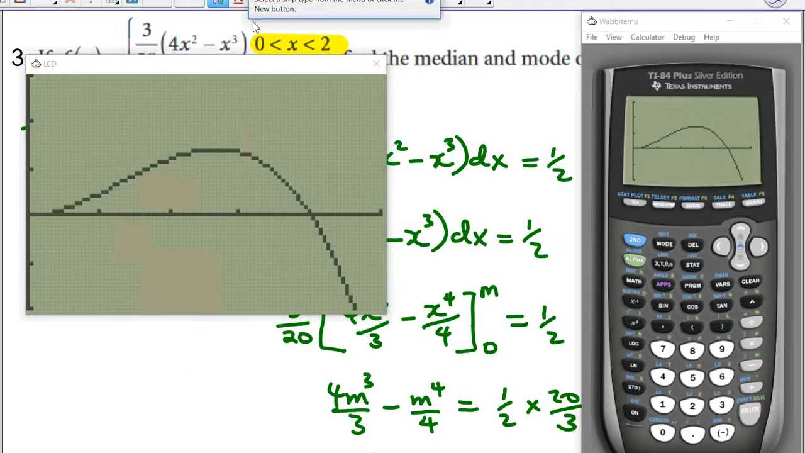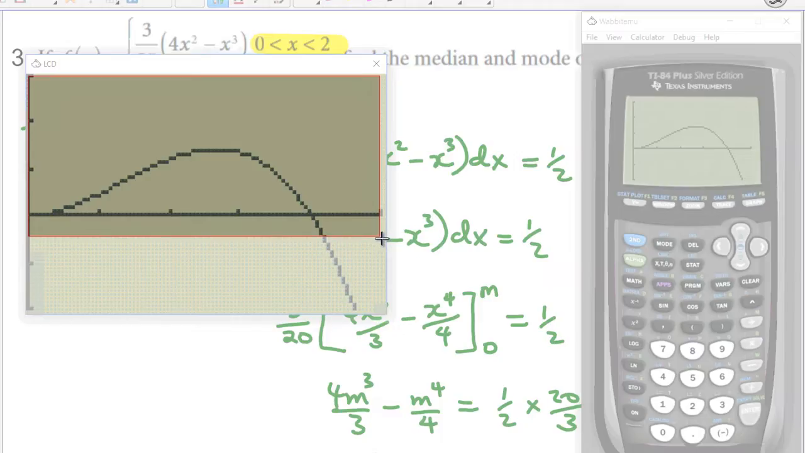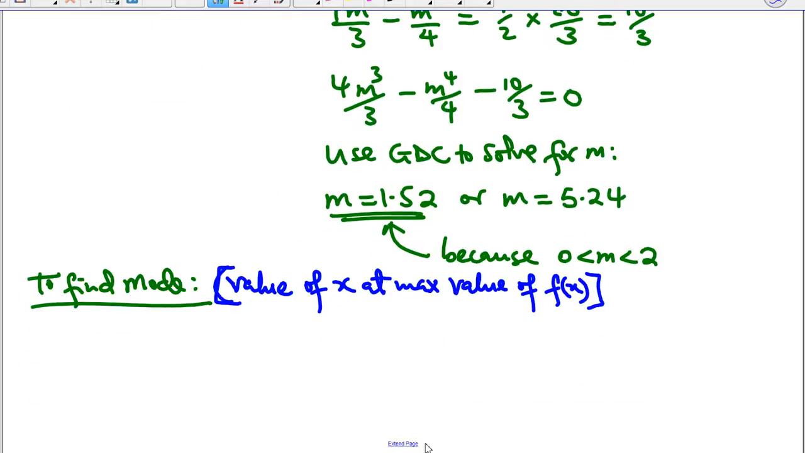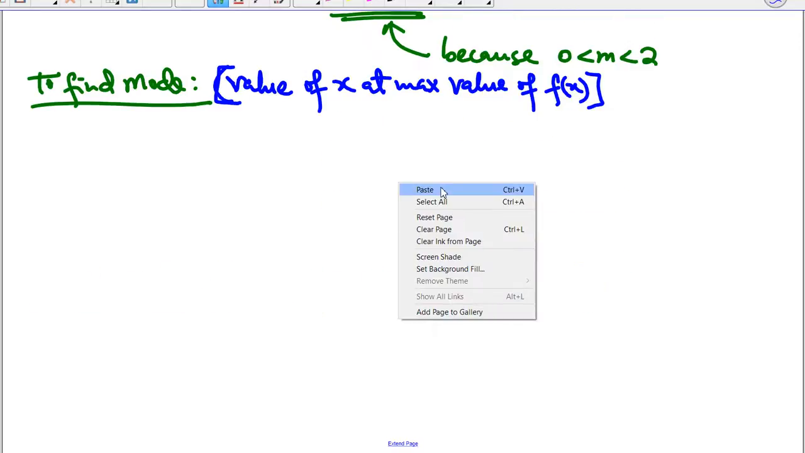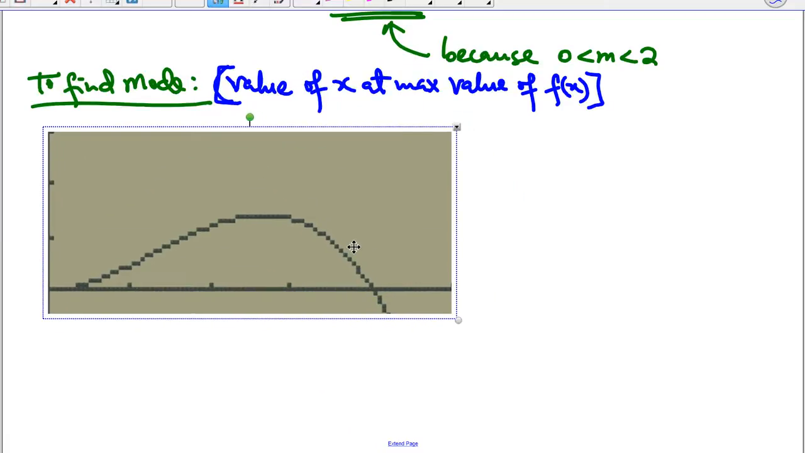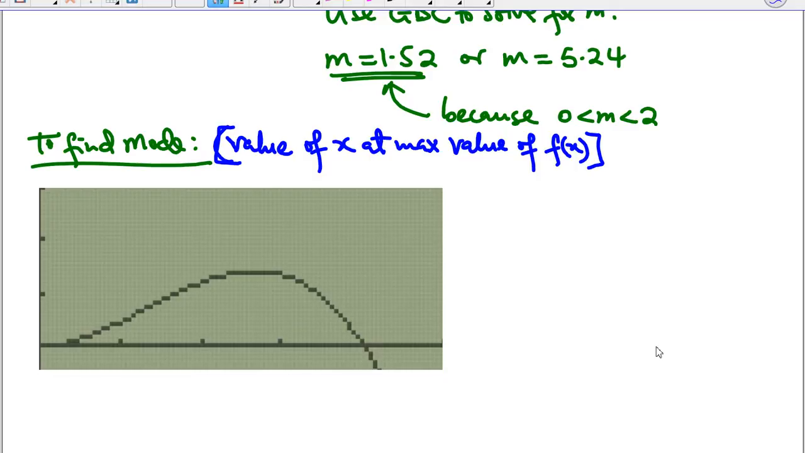So this is basically my graph. I'm gonna snip it. Let's put it somewhere here. It's always good to sketch these graphs if it's an exam question. So once you have that, what we want to find is the x value at the maximum point here.